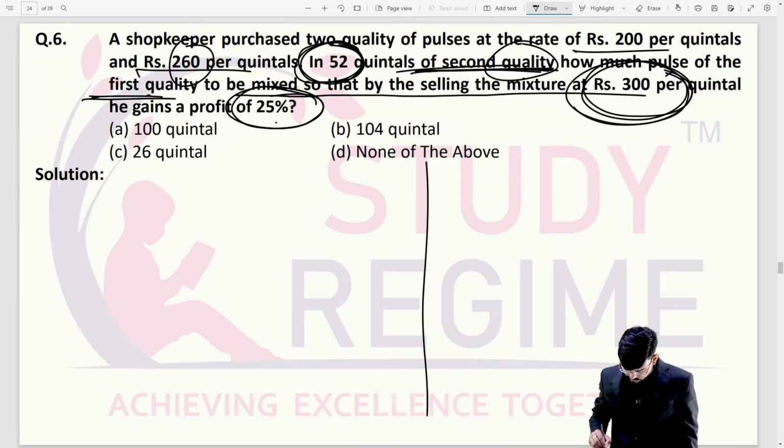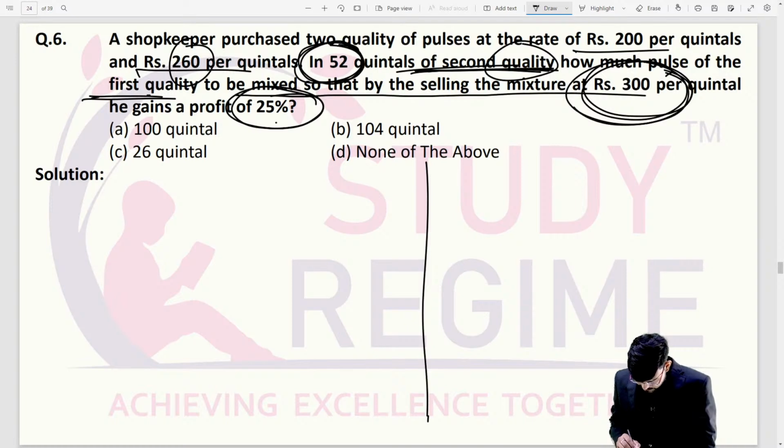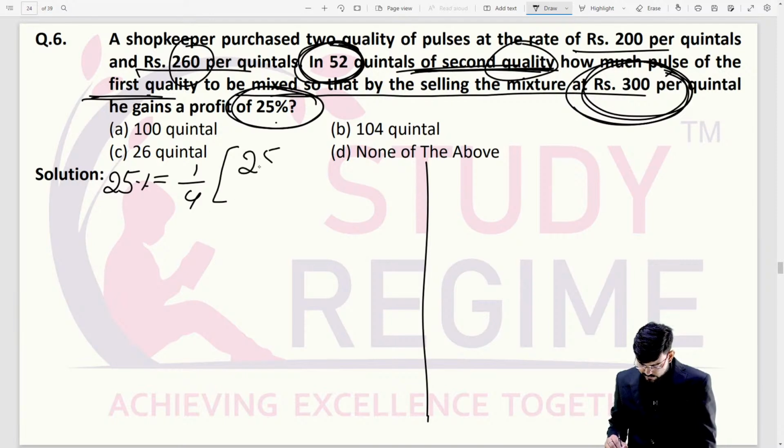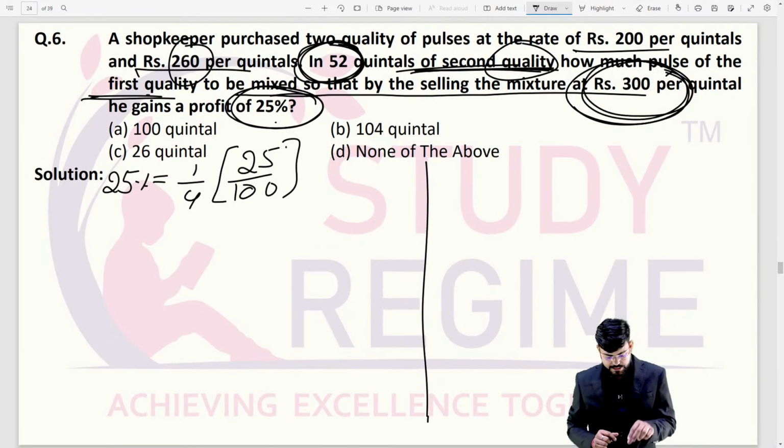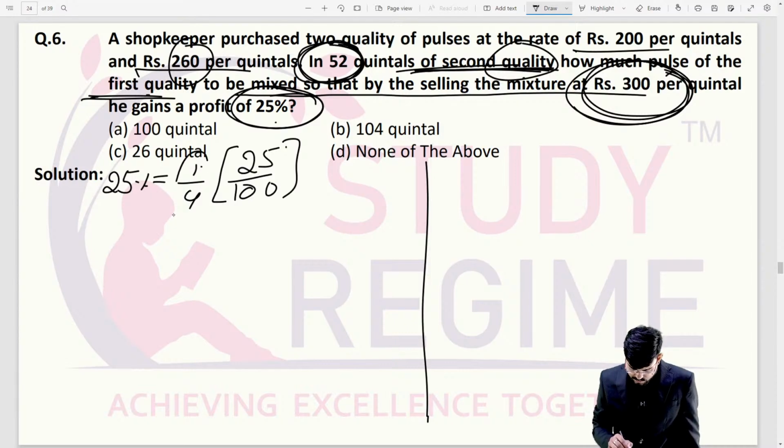So, overall he wants to gain how much percentage? 25%. Let us understand this first. 25% can be written as 1 upon 4. How come? You divide it by 25 upon 100. Percentage you write like this only. When you write like this, you get 1 by 4. So the percentage is written in the form of a fraction. If you write 25% in the fraction form, you will get 1 by 4.